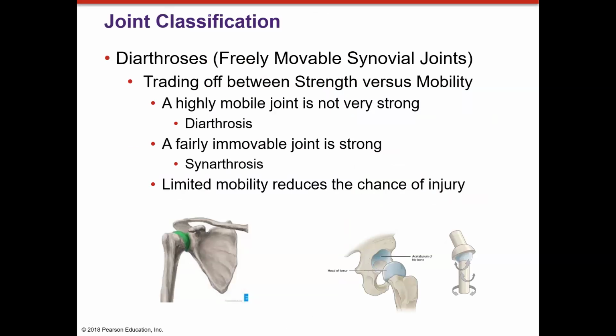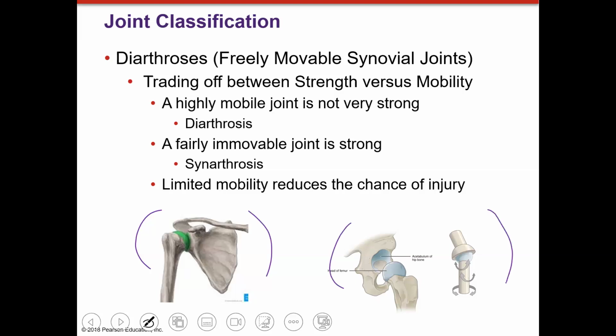Okay, so joint classification. We see these diarthroses, those freely movable joints that we're talking about here. So down here you can see a shoulder joint. Here you can see a hip joint. And one of the things we always want to remember about our joints is we are trading off mobility for stability. Okay, between strength and mobility. So the hip joint is going to be more stable but less mobile. The shoulder joint is going to be more mobile but less stable. Okay, and so it's always a trade-off between stability and mobility.